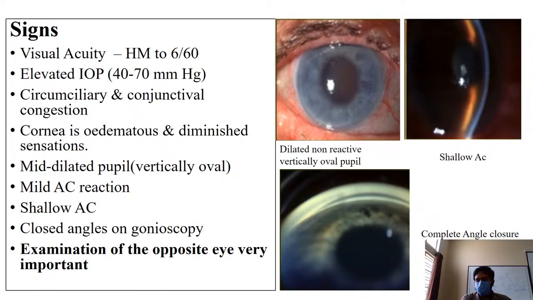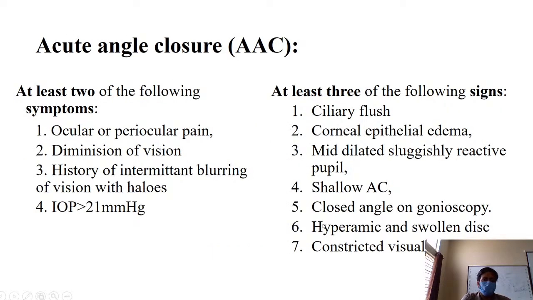What are the signs of angle closure glaucoma? In an acute attack the visual acuity is usually very poor, that is hand movement. The IOP is very high, that is 40 to 70 millimeters of mercury, and there will be circumciliary congestion with corneal edema, a mid dilated vertically oval pupil, very important, and a shallow anterior chamber, and the angles are closed. So examination of both eyes is important. If you see in this picture, you have a mid dilated vertically oval pupil with a congested eye, and if you see under the slit lamp, the anterior chamber is very shallow, and you can't see any structures once you do gonioscopy.